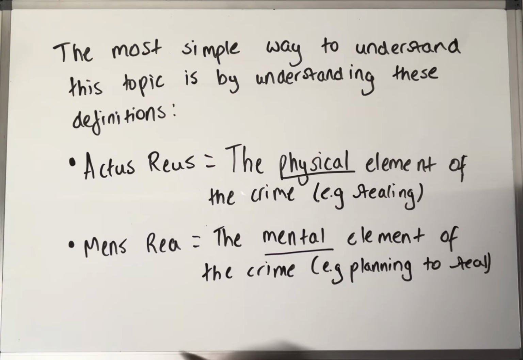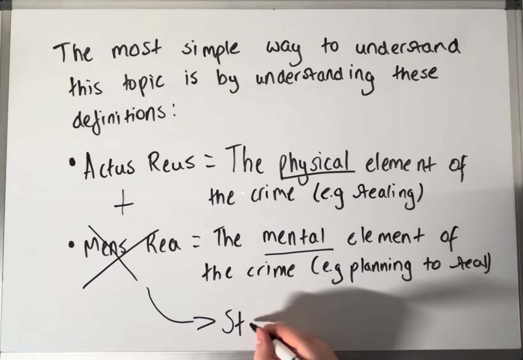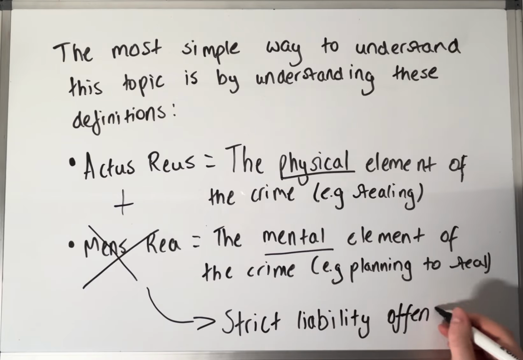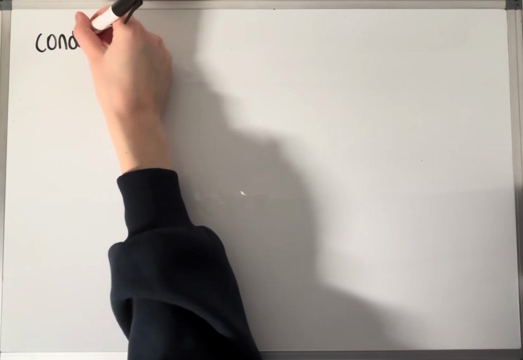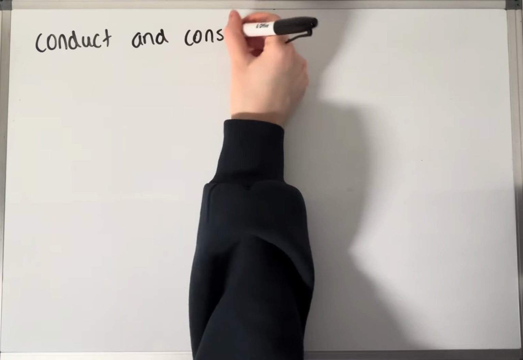Most crimes actually require both Actus Reus and mens rea, but some don't require mens rea, and these are called strict liability offences. And there are other factors that go into it, which we will be discussing. So, conduct and consequence crimes.